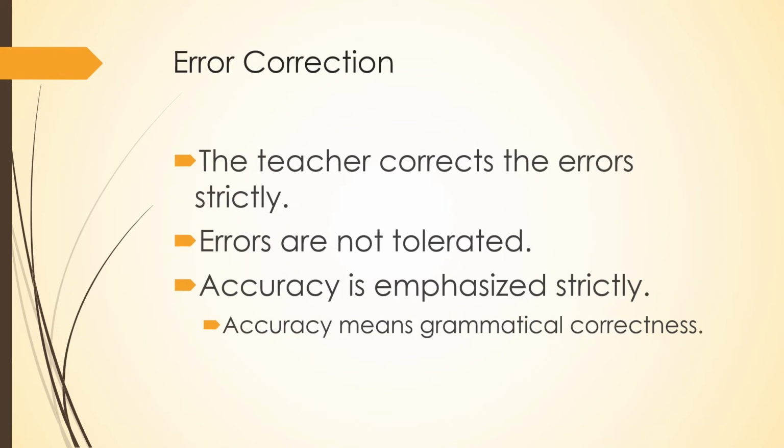So how will the teacher correct in case the learners fail to understand or produce wrong structures or wrong sentences? How will they do that? In this particular method, the teacher corrects the error strictly. If a learner makes any mistake, the teacher will be very strict to identify that, and he or she will deductively and explicitly tell the learner that you are wrong and the correct thing is this. Errors will not be tolerated in the grammar translation method. I am repeating, errors will not be tolerated.